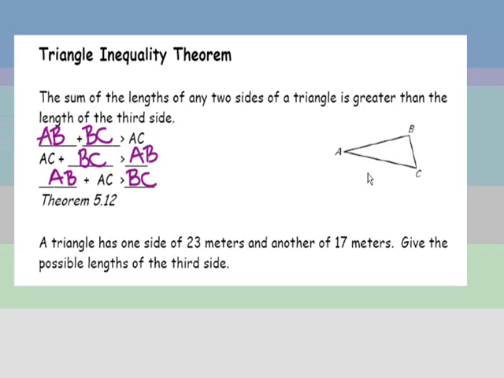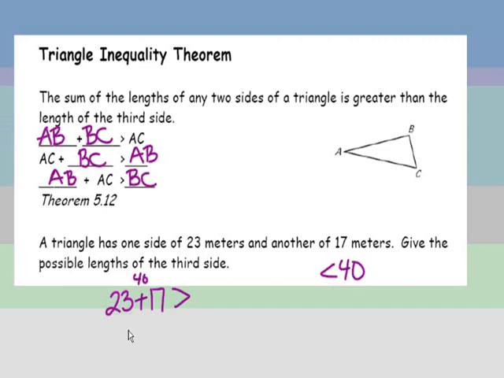All of that. So let's talk practical purposes. If a triangle has a side of 23 and another of 17, then what are the possible lengths of the third side? Well, I know that if I add them together, 23 plus 17, it must be greater than the third side. Well, 23 plus 17 is 40, which means that my third side has to be less than 40.